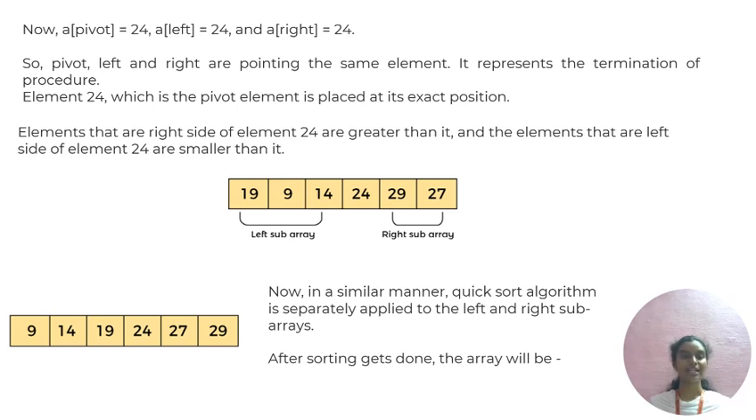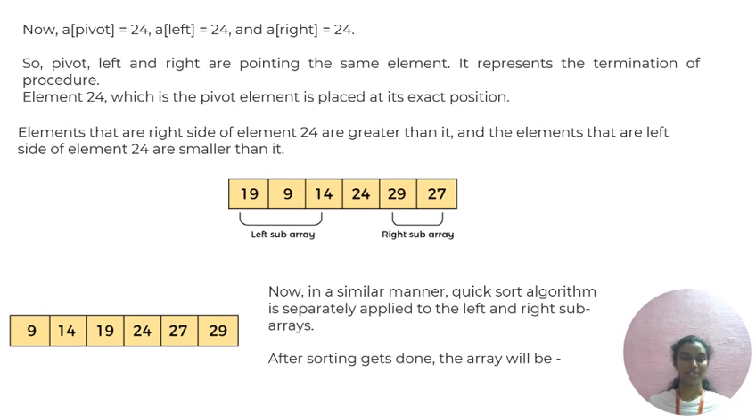Elements on the right side of the element 24 are greater than it, and the elements on the left side of 24 are smaller than it. Here we can see the pivot element 24: the right side of it is greater than 24 and the left side of it is less than 24. Here is the sub left array and the sub right array.